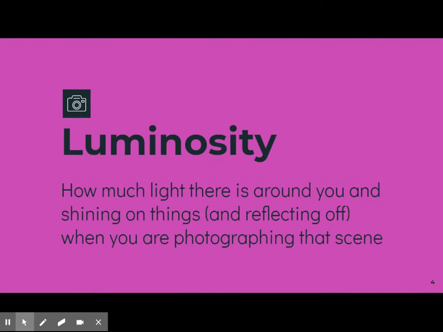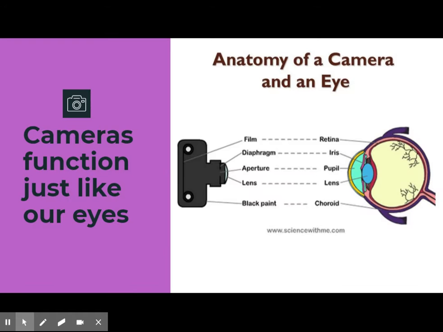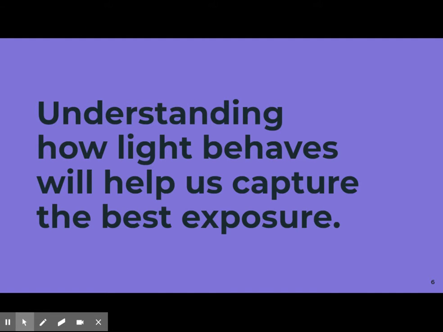Luminosity. It's how much light there is around you and shining on things and reflecting off when you're photographing that scene. It's the available light. I think we all know that we're able to see things because light reflects off of objects and shines back into our eyes. Cameras and film work the same way. And just like our eyes, we need to make adjustments when that available light changes. Bringing our own experiences and understanding of light helps us as photographers. We've all experienced changes in luminosity, and while our eyes adjust automatically, we need to take light into account when choosing and framing our photographs.